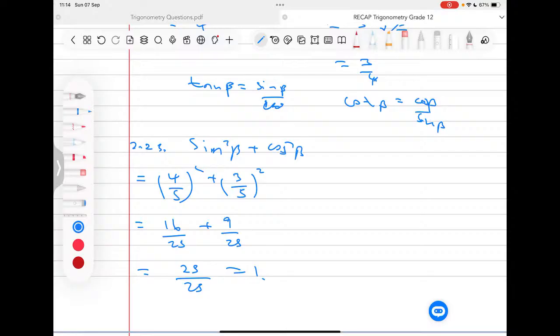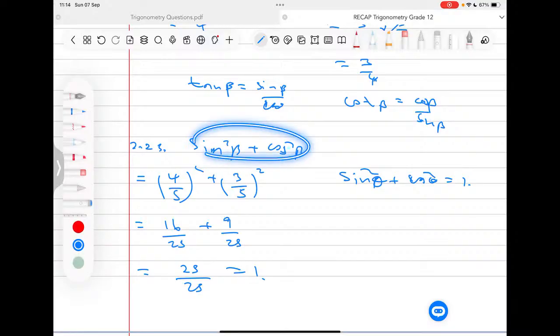Now, we have seen that this is actually an identity. We have that identity that says sine of theta squared plus cos of theta squared is equal to 1. So this confirms this identity. It's like a proof for this identity, to say that when we have sine squared beta plus cos squared beta, it should equal 1.